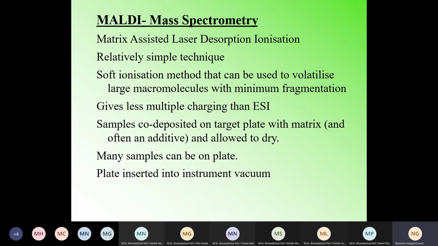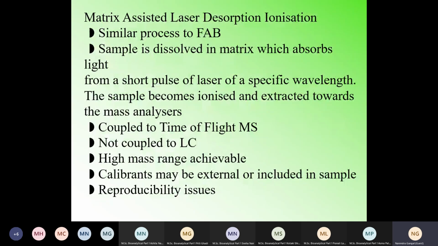The plate is then inserted into the instrument vacuum. So the process is very similar. MALDI sample is dissolved in a matrix which absorbs the light. Here the only difference is that the laser is used. Instead of an atom beam or cesium ion beam, here I am using a short pulse laser of specific wavelength. So the sample is dissolved in the matrix which absorbs light. From a short pulse of laser of specific wavelength, the sample gets ionized and extracted towards the mass analyzer.